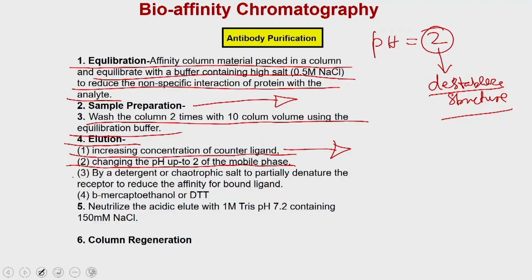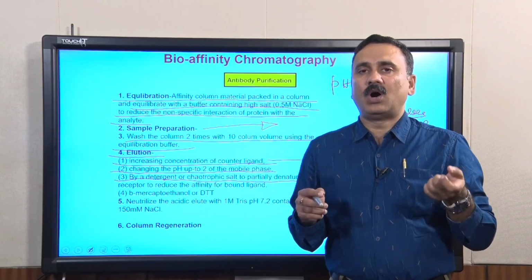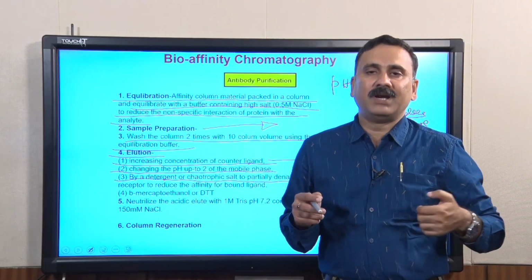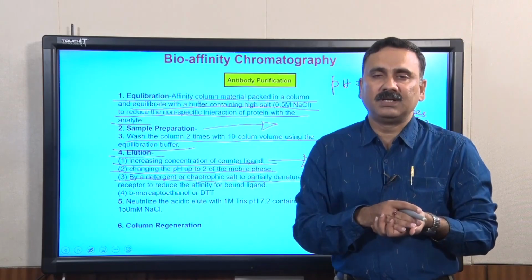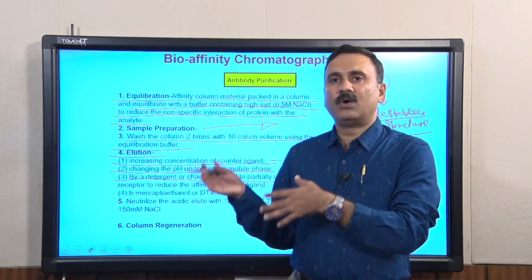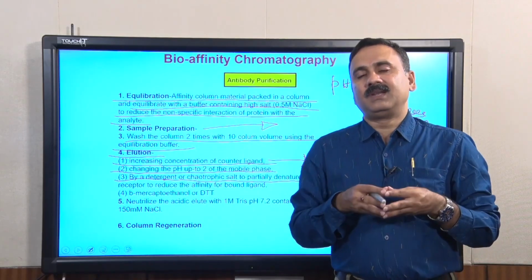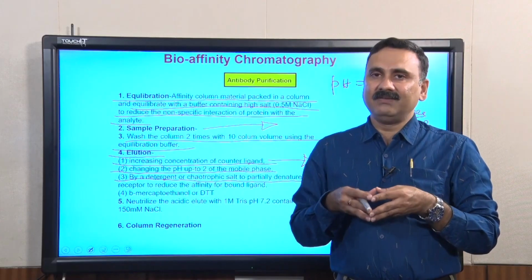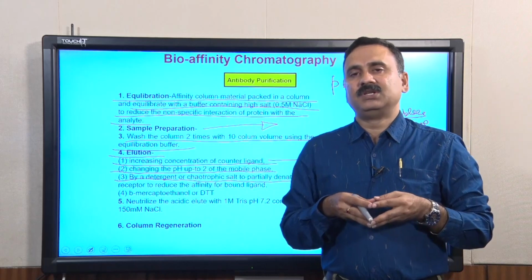Now, the third is you can use a detergent or a chaotropic salt. When you use a detergent or a chaotropic salt, it means you can use urea or guanidinium hydrochloride. All these options, whether you use the detergent or urea or guanidinium hydrochloride, are going to affect the structure of the antibodies, and eventually they are going to compromise the 3-dimensional structure of the antibody.